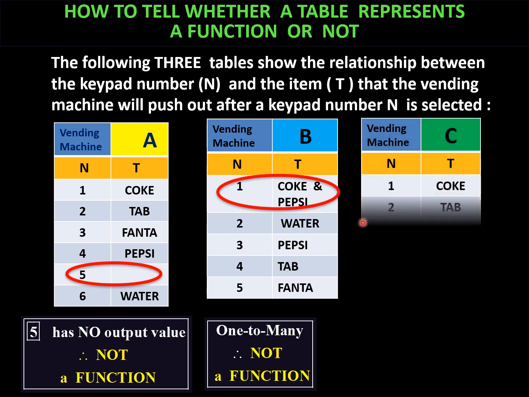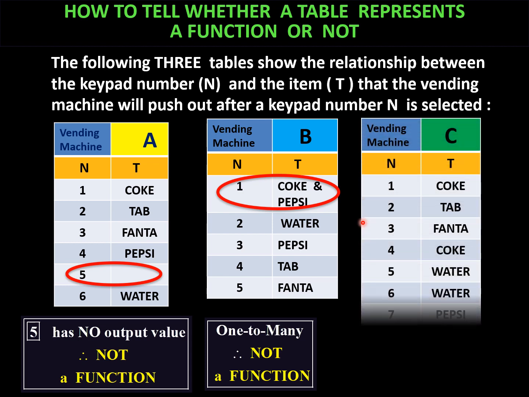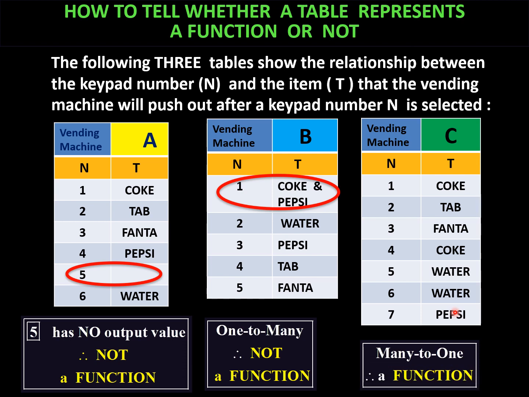Let's look at vending machine number C. If we look at that, look at it carefully. 7, there's one output. 5, there's one output. But if I look at 5 and 6, they give me the same output. And having the same output is not a problem, because 1 only gives me 1. Right? So C there, although it's many to 1, it's still a function, as long as the output is a 1 there.